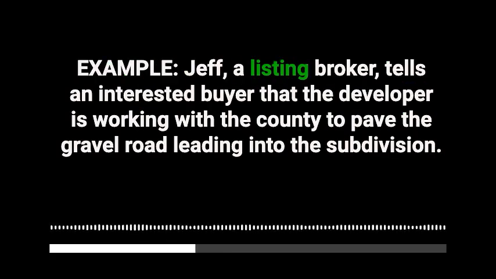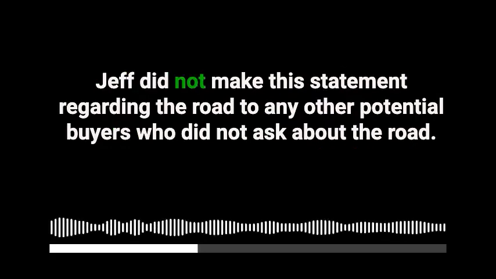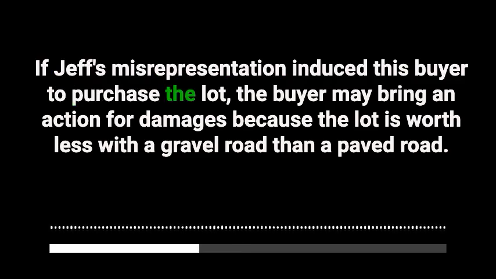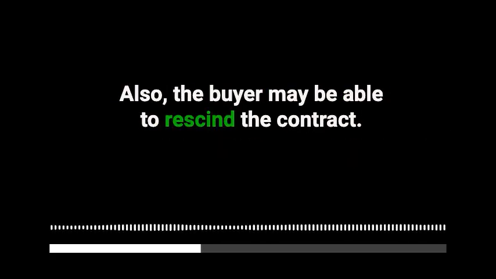Example: Jeff, a listing broker, tells an interested buyer that the developer is working with the county to pave the gravel road leading into the subdivision. The developer has stated to Jeff that they will never pave the road and now refuse to pave the road. Jeff did not make this statement regarding the road to any other potential buyers who did not ask about the road. If Jeff's misrepresentation induced this buyer to purchase the lot, the buyer may bring an action for damages because the lot is worth less with a gravel road than a paved road. Also, the buyer may be able to rescind the contract.